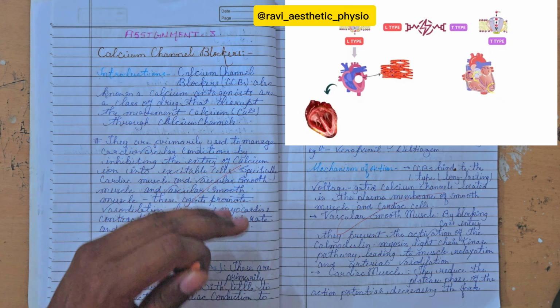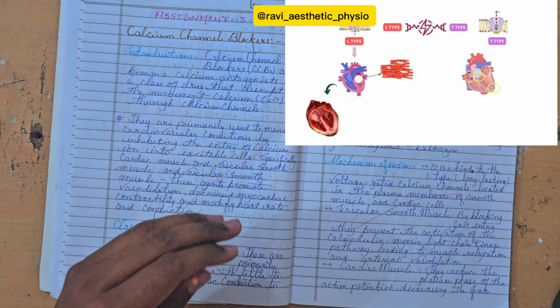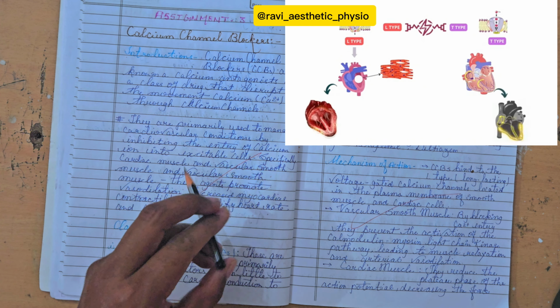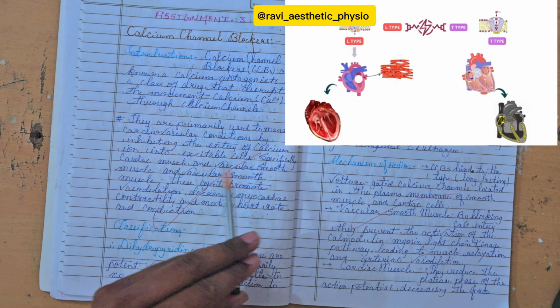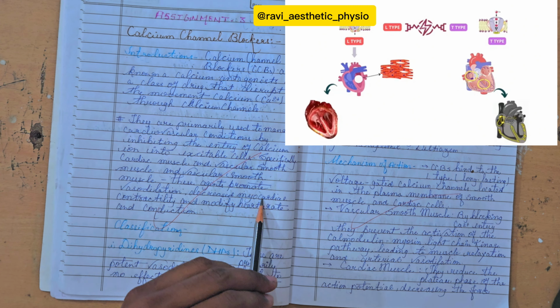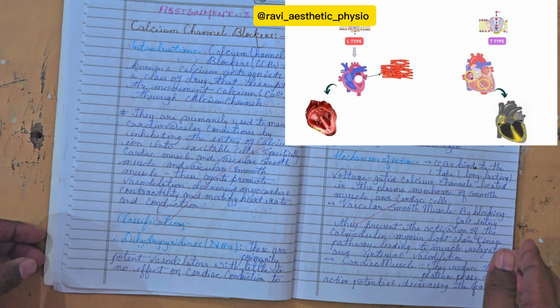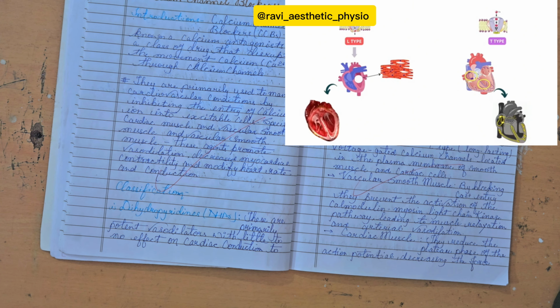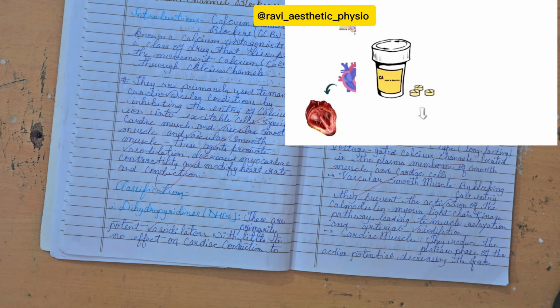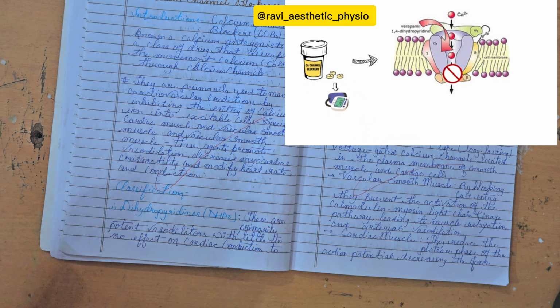So they are primarily used to manage cardiovascular conditions by inhibiting the entry of calcium ions into excitable cells, specifically cardiac muscle and vascular smooth muscle, and the agents promote vasodilation, decrease myocardial contractility, and modify heart rate and conduction. So basically, we are using calcium channel blockers to reduce cardiac muscle contractility and reduce heart rate conduction.